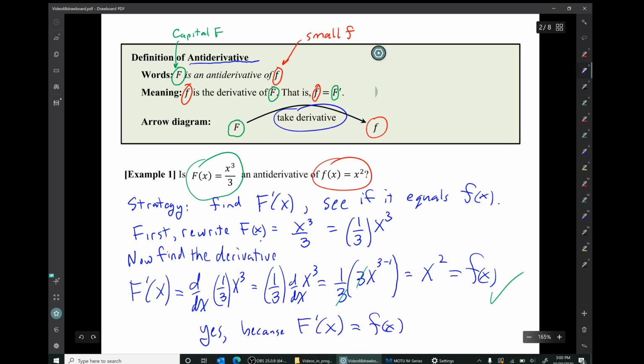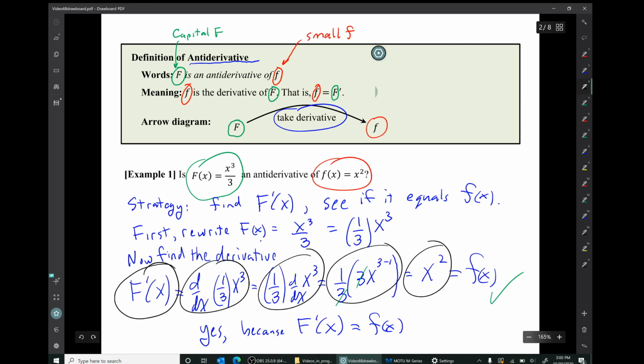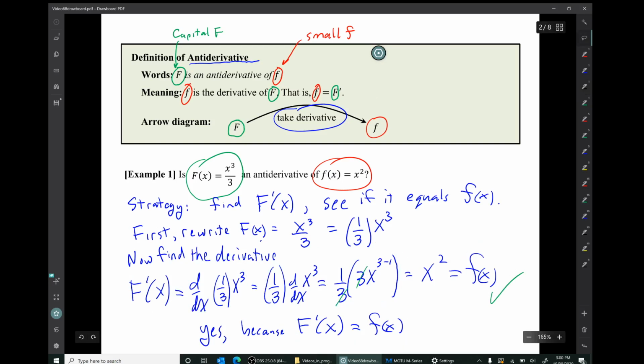So here we have a giant equation. On the far left, we have capital F prime. It equals this, which equals this, which equals this, which equals this, which equals this. So this giant equation is really just, in the end, saying that capital F prime does equal little f. Let's go on.